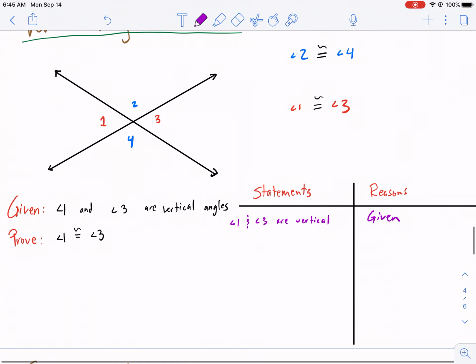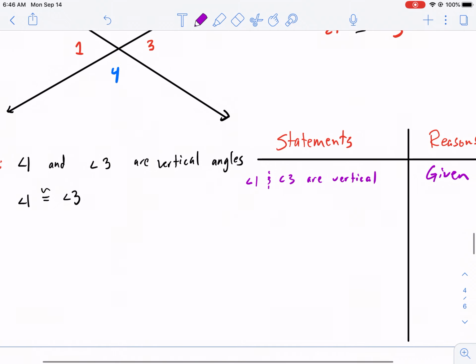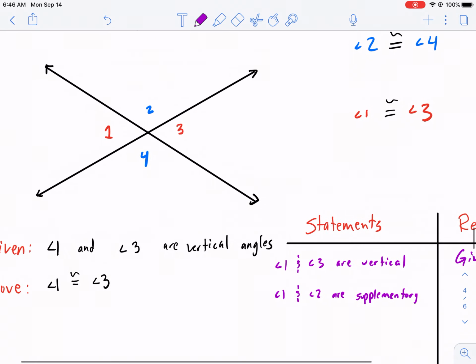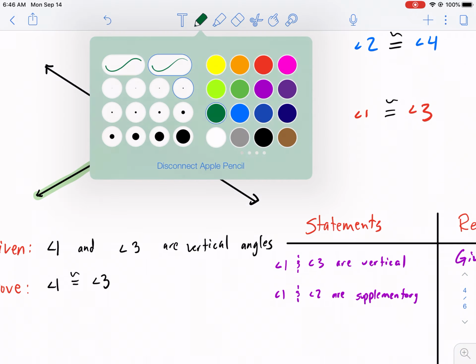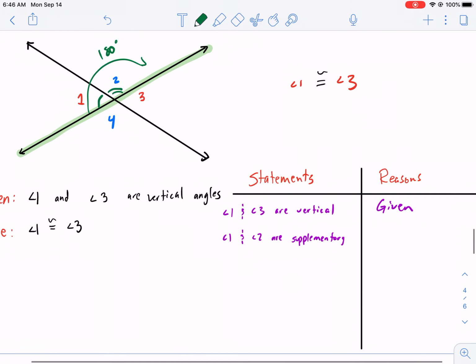What's next? Well, we can look at our picture and see that there's certain information that we can derive from this diagram. One of them is angle 1 and angle 2 are supplementary. Why is that? Well, let's take a look. Why are these two supplementary? If we draw this line here, notice how 1 and 2 are both part of this line. What does that mean? Well, if they both share a line, we know a line is 180 degrees. So they must add up to 180, just because they are on a line.